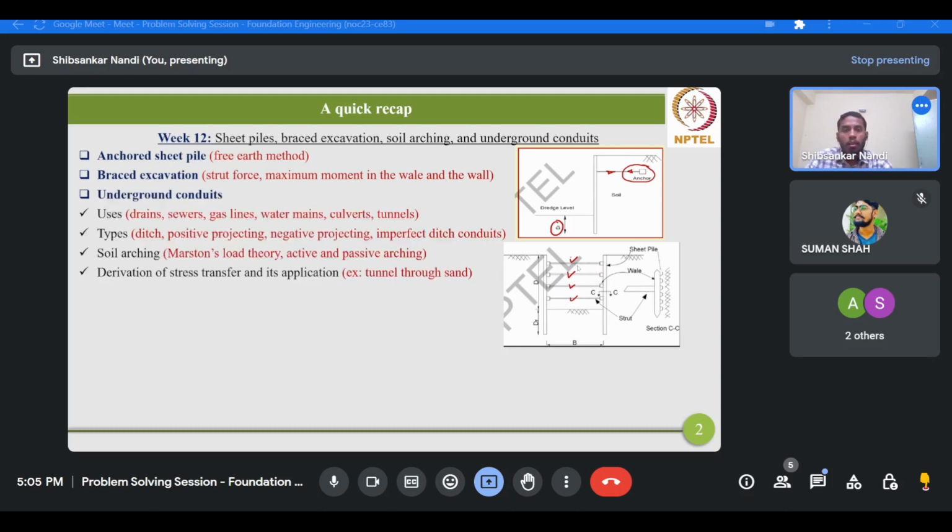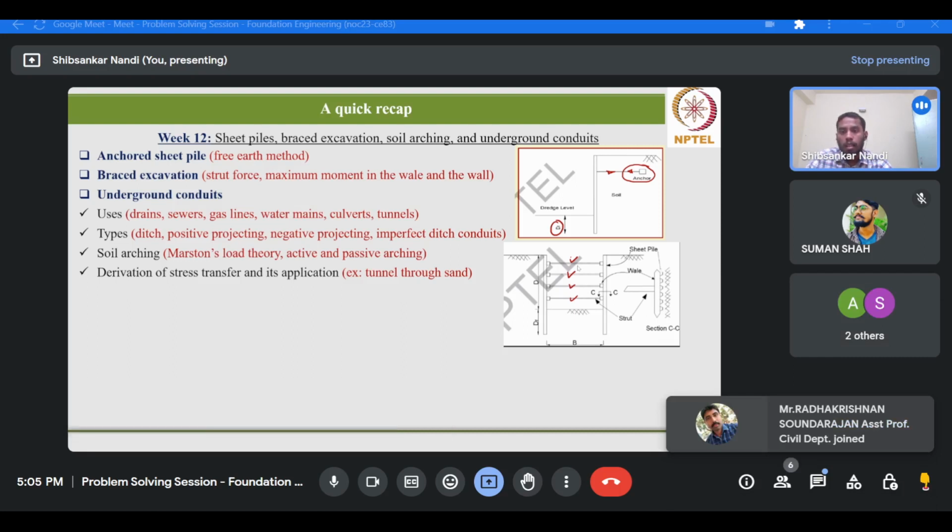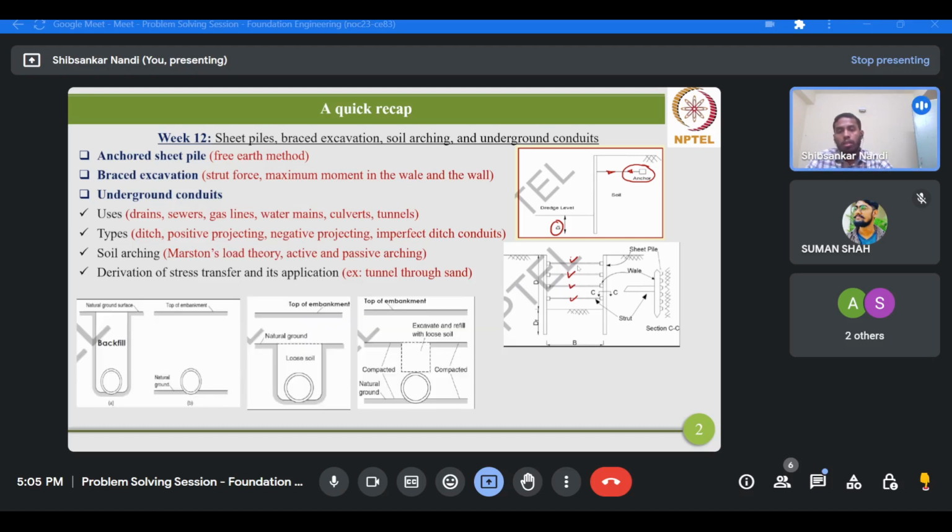And lastly, we have learned about underground conduits. What are the different uses of underground conduits, like their application in drains, wells, gas lines, water mains, culverts, tunnels, and so on. Then the different types of underground conduits: it can be ditch conduit, positive projecting conduit, negative projecting conduit, and imperfect ditch conduit. These are the four types of conduits which we have learned in this course.